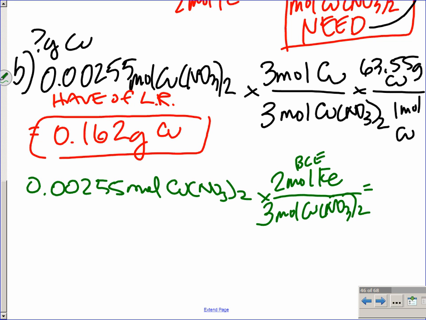Say again. Still can't get this to work. So 0.0017 moles of iron.